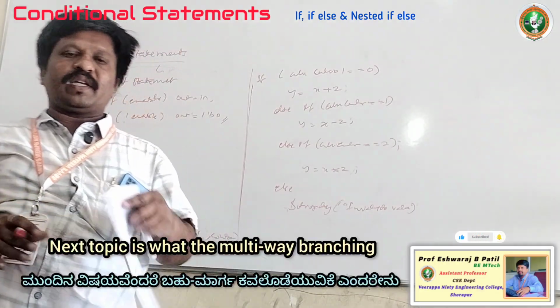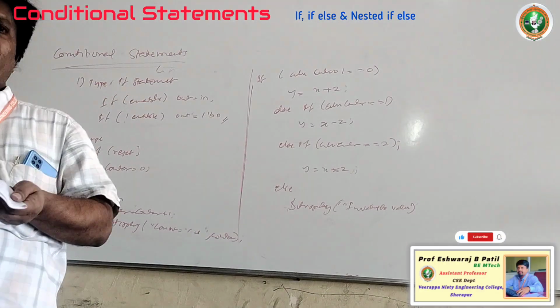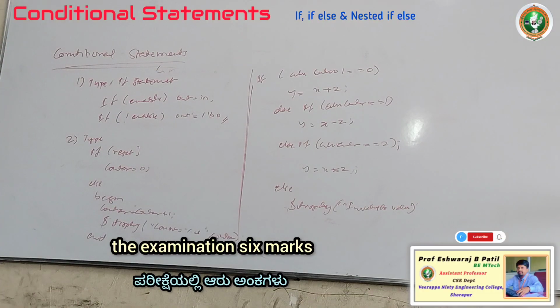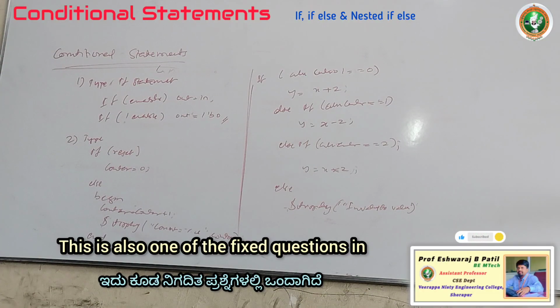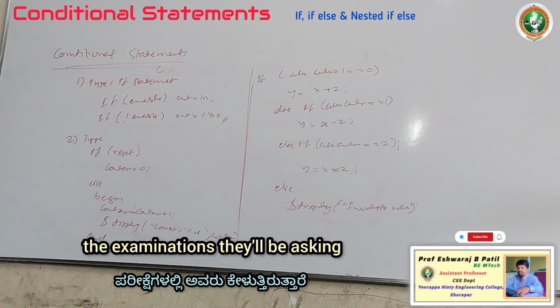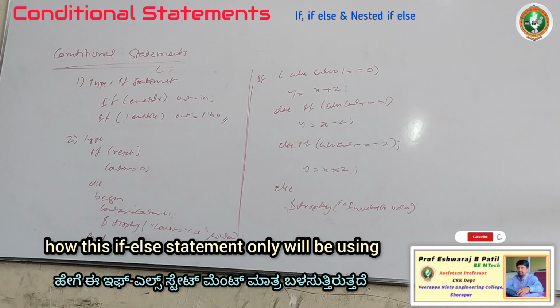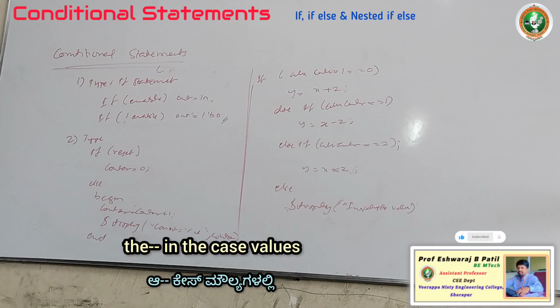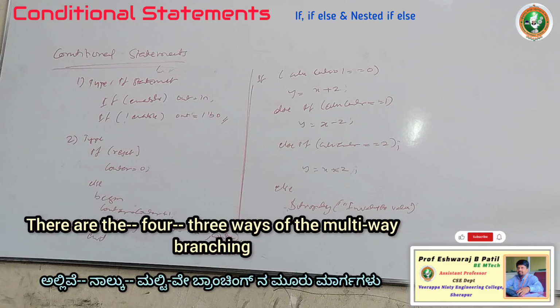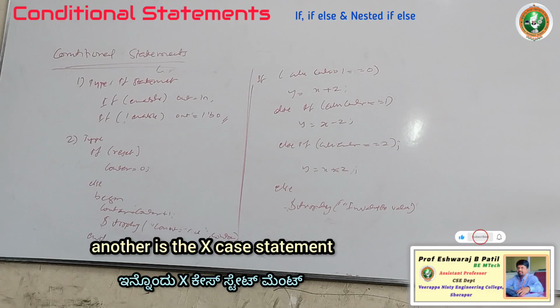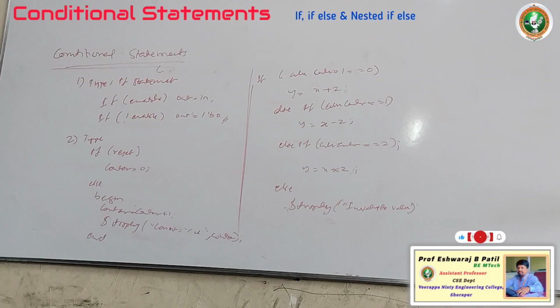Multi-way branching. Next topic is what the multi-way branching. Multi-way branching is the simplest one. They will be asking in the examination, 6 marks. This is also one of the fixed questions in the examinations. Multi-way branching is how this if-else statement will be used in the case values. There are three ways of the multi-way branching: one is the case statement, another is the casex statement, another is the casez statement. There are three.